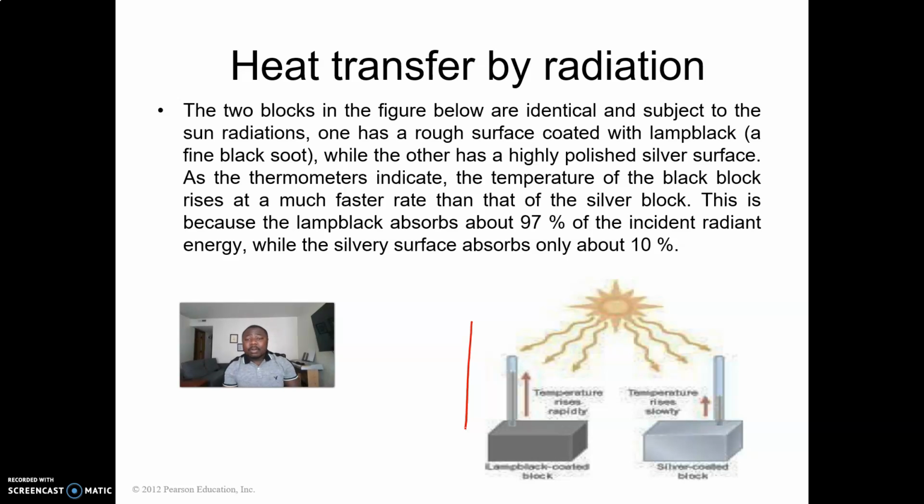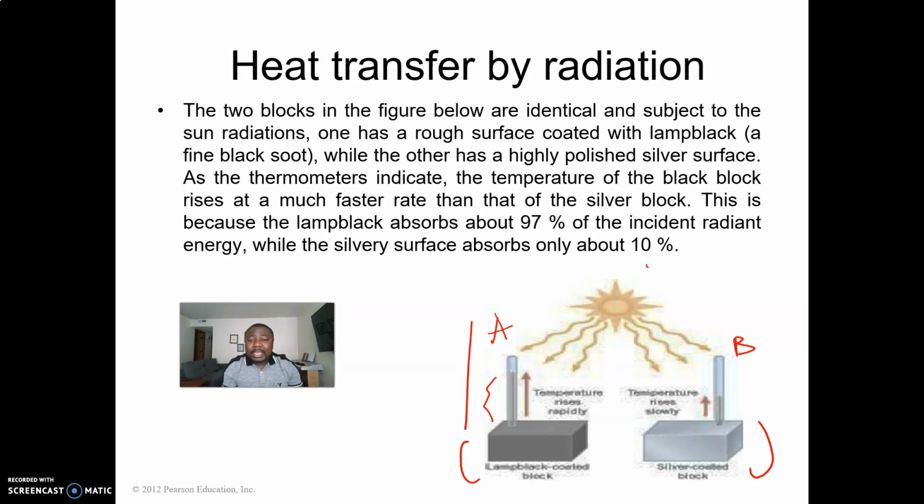Two blocks in the figure below are identical. So we have these two identical blocks subject to sun radiation, with the sun hitting those two objects. One has a rough surface coated with lamp black. Let's call this A, a fine black soot, while the other has a highly polished silver surface, which we call B.